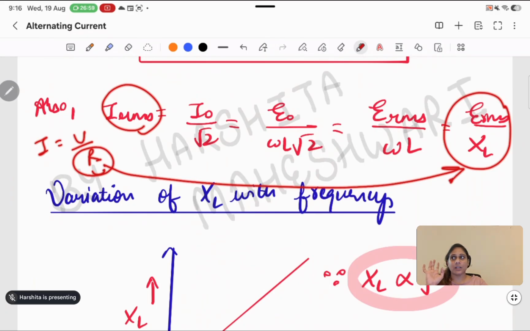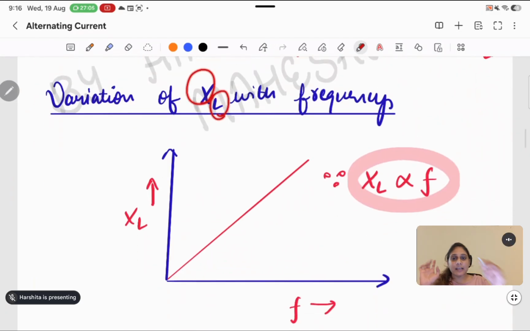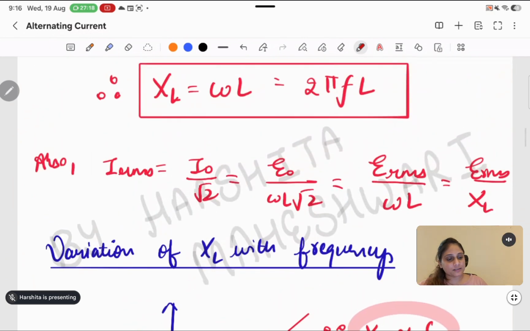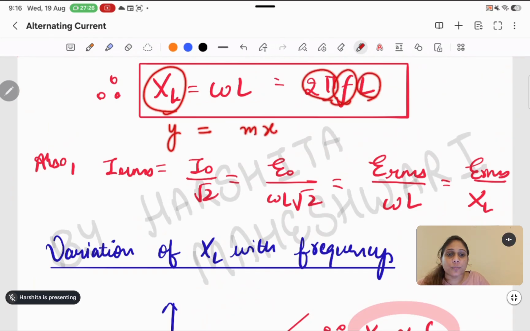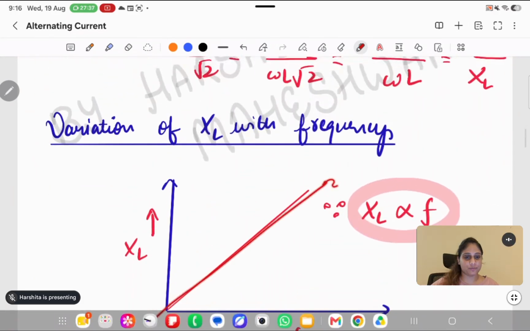Clear? Now, we have the variation curve of this inductive reactance. L means inductive, X means reactance, with the frequency. So on the y-axis, I took XL, on the x-axis, I took frequency. So it will be a linear graph. Why? Because XL on the y-axis is equal to 2 pi L times frequency on the x-axis, so 2 pi L is a kind of slope. So we are taking a graph of a straight line passing through the origin. I made it passing through the origin.